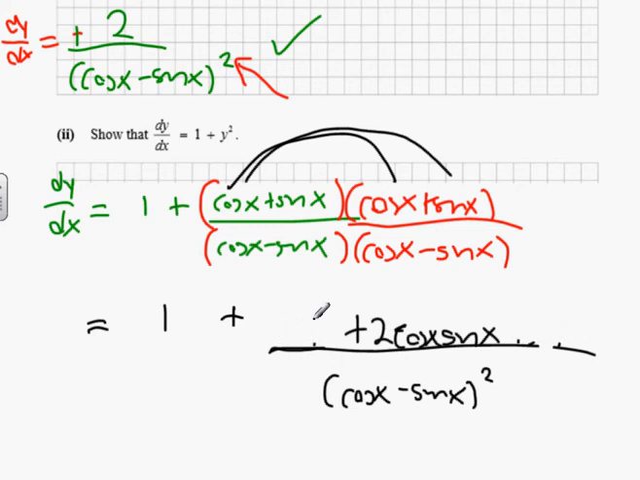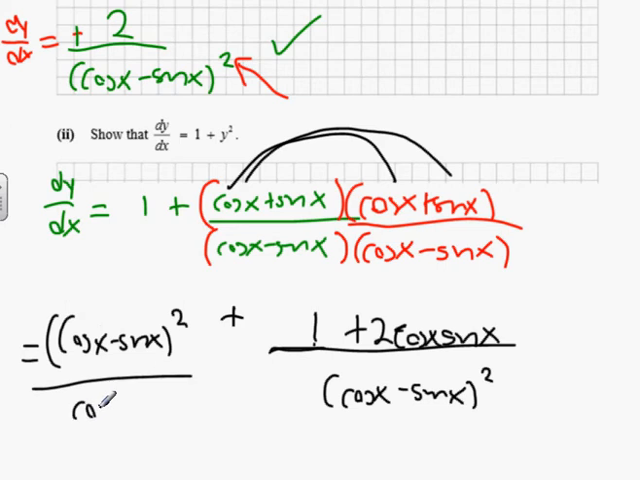Okay, then we're looking at this number 1 over here, and what we can see with this number 1 is, what happens if we give it the same denominator as the other one. So what we're going to say is that it equals (cos x minus sin x) squared all over (cos x minus sin x) squared. So we're going to concentrate on this part here and square it out.